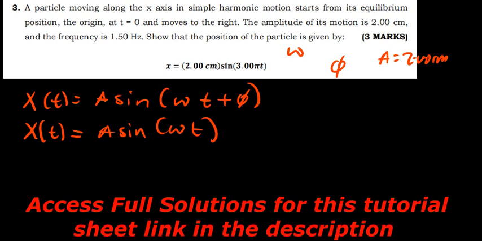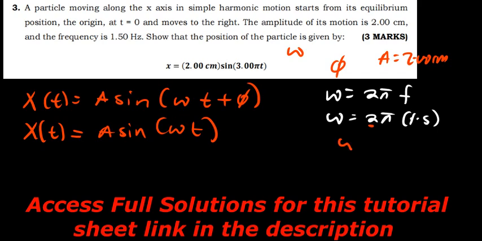But remember, from question 1, I told you guys that W is given by 2 pi f. So let's now go ahead and find what? W. So W will be equal to 2 pi times the frequency, which is 1.5. Since the formula I want to show has pi, I'm not going to multiply pi. I'm just going to multiply 2 times 1.5. So 2 times 1.5, it is 3 pi.